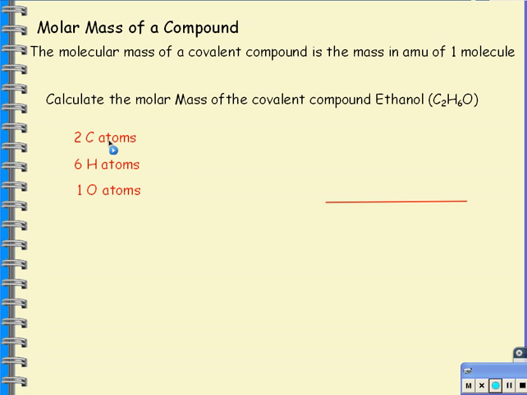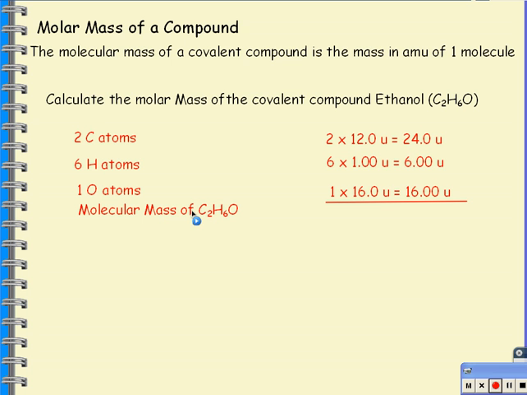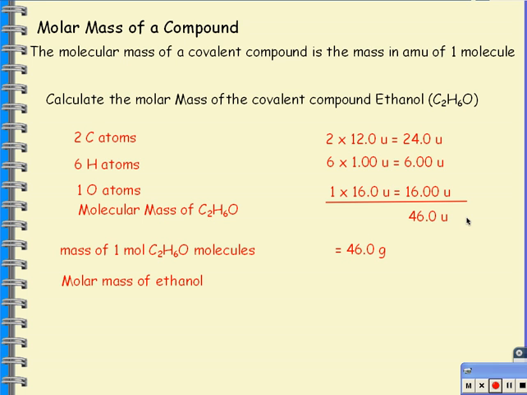Carbon, it has an atomic mass of 12, so we're doing 12 times 2, equaling 24. Hydrogen has an atomic mass of 1, but we have 6 of them, so we're multiplying it by 6. And oxygen, there's only 1, but it has an atomic mass of 16. So we add the 24, the 6, and the 16 together, and that's going to give us the molecular mass of ethanol, which is 46. Well, we need the mass of 1 mole of ethanol, of 1 ethanol molecule, and we get 46.0 grams. Molar mass of ethanol? 46.0 grams per mole.